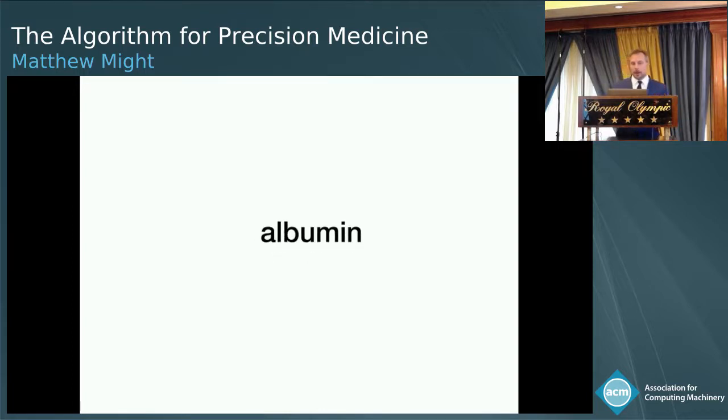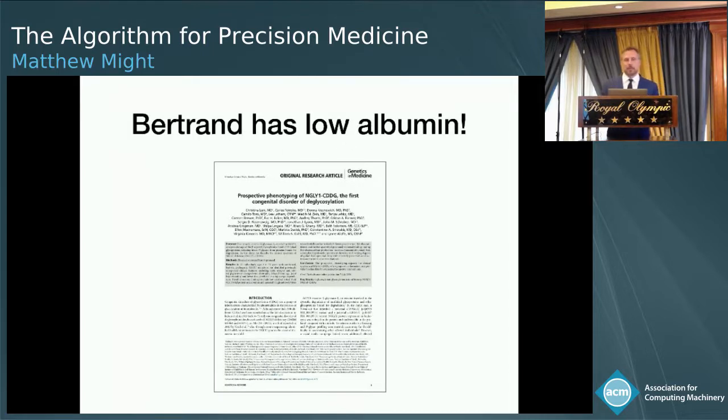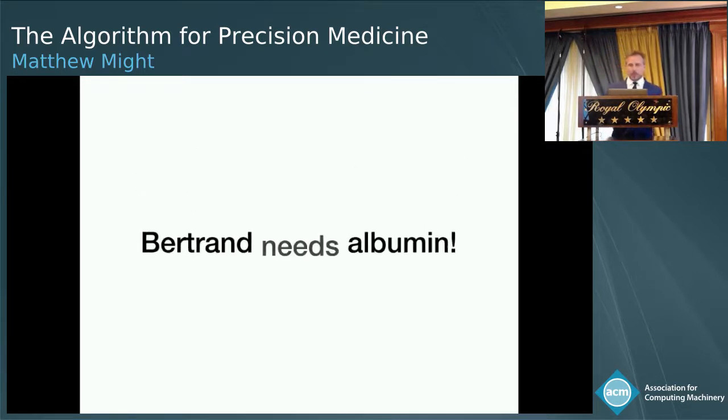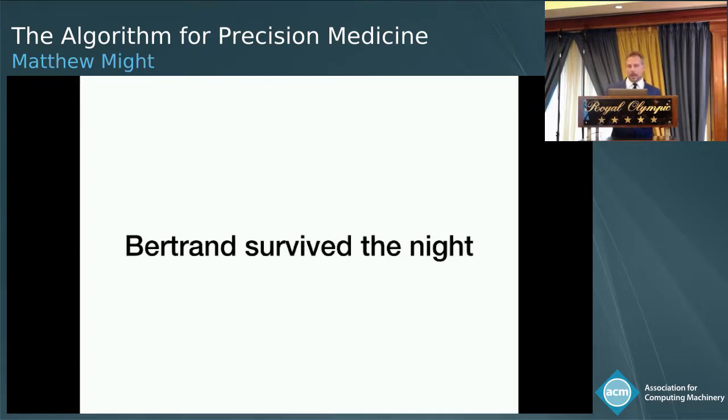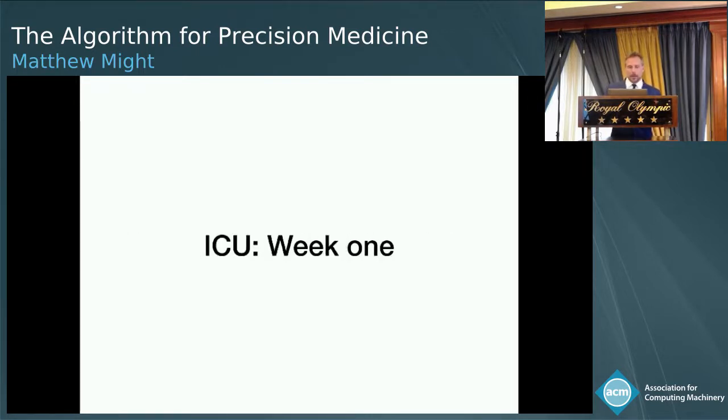And the other thing I knew is that all NGLI1 patients have very low albumin by default. And so Bertrand's odds of dying at that point were about 80% if you just look at the numbers. So I said to the physicians, here's two papers. You need to read these immediately, and you need to give Bertrand albumin. And they did. They actually gave him albumin on the spot. And probably the reason he even survived that first night was that he got albumin right away.